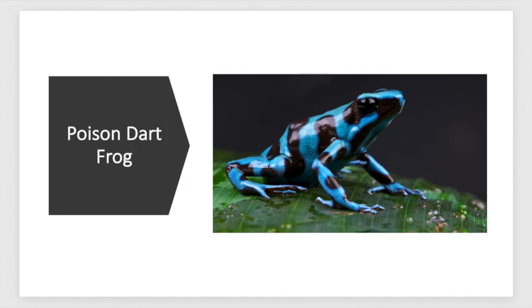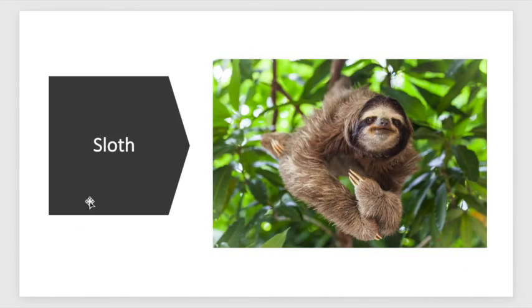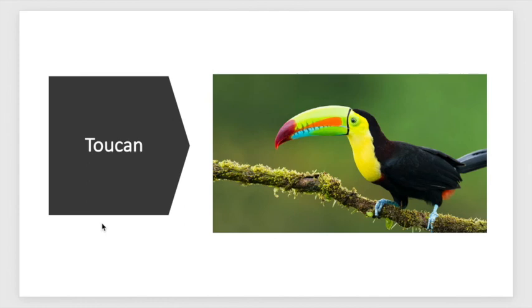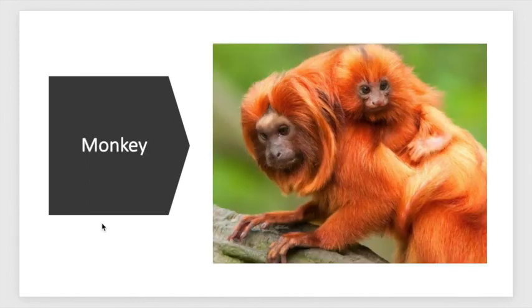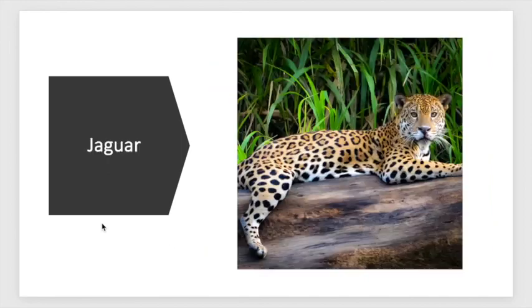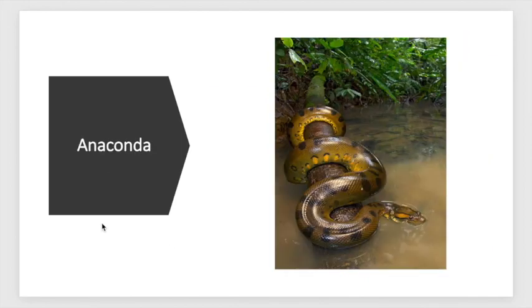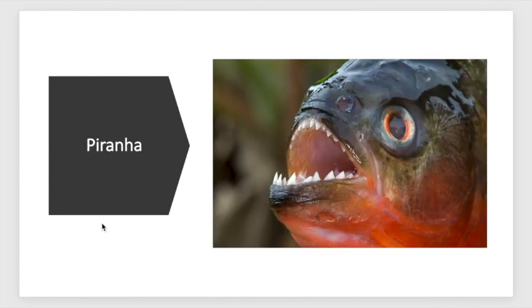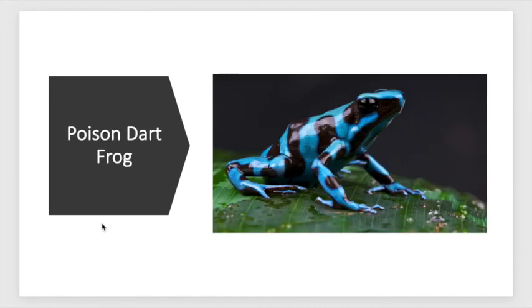Let's read the names one more time. We have a sloth, a toucan, a monkey, a jaguar, an anaconda, a piranha, and a poison dart frog. Great job practicing your spelling and your letter recognition.